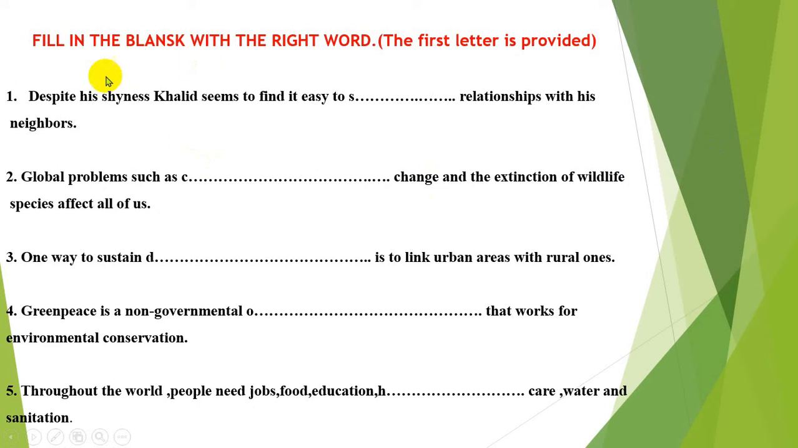Another exercise. So fill in the blanks with the right word. The first letter is provided. So here, look at sentence number 1. Despite his shyness, Khalid seems to find it easy too. So what is this word here? Okay, so you continue using this word. We have seen it, of course, before. So you continue until number 5.